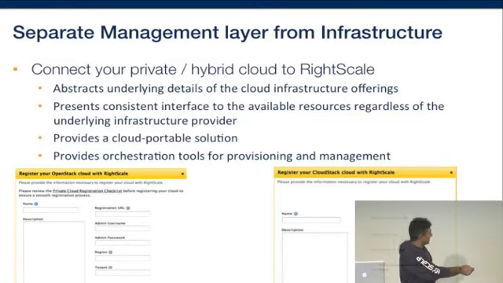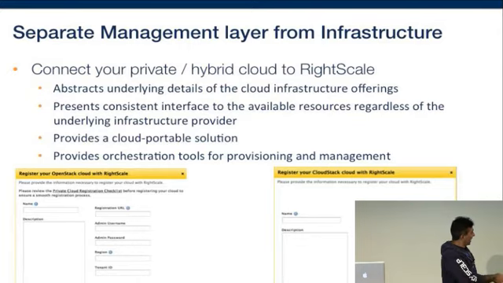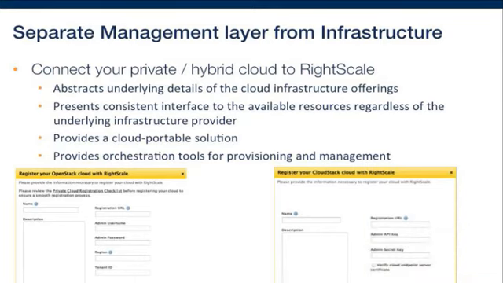Here the two examples are with OpenStack and CloudStack, very similar looking screens as you see. Basic things that you need to supply are an endpoint, which is the cloud endpoint for the APIs, and then the admin username and the password. Pretty much, that's all we really need to connect to that. It makes your application port across.